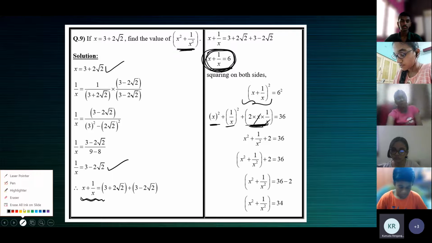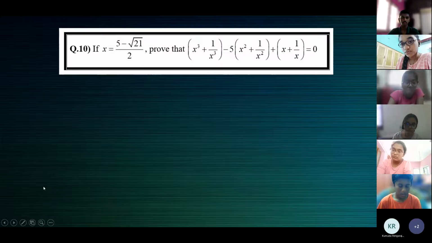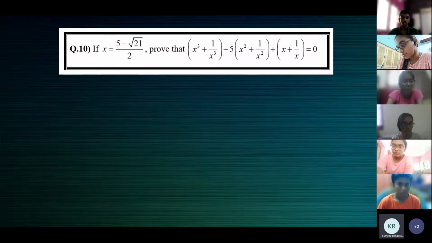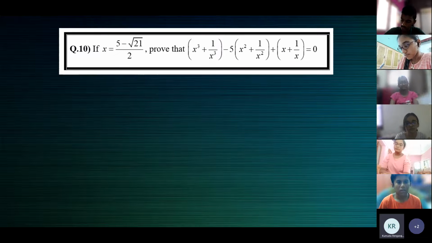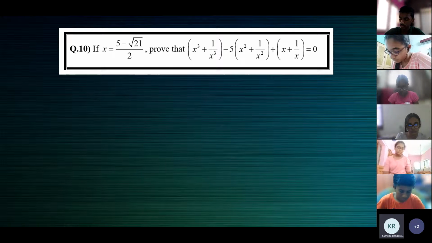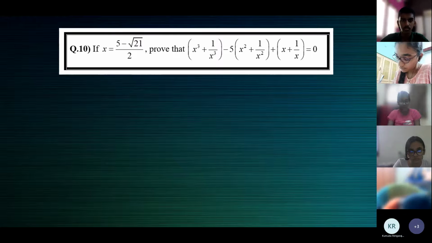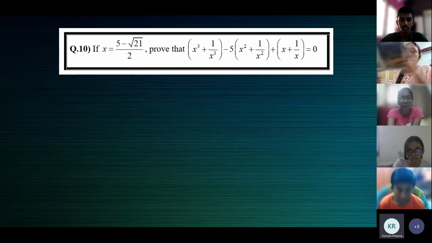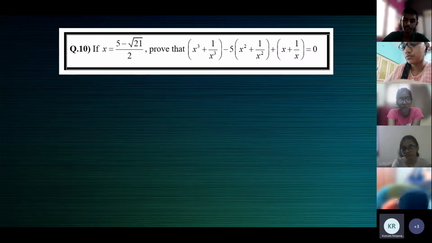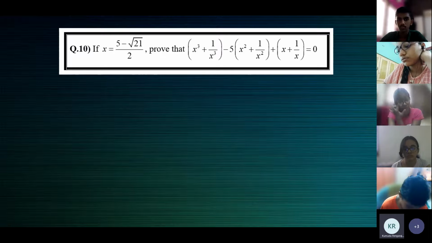Let's see the next one. If x is equal to 5 minus root 21 by 2, then you should prove that the value of the given expression is 0. Prove that x cubed plus 1 by x cubed minus 5 of x squared plus 1 by x squared plus x plus 1 by x is 0.